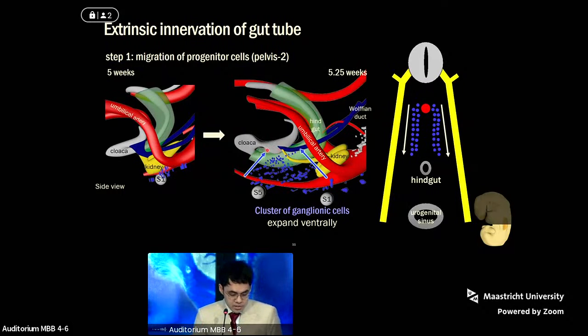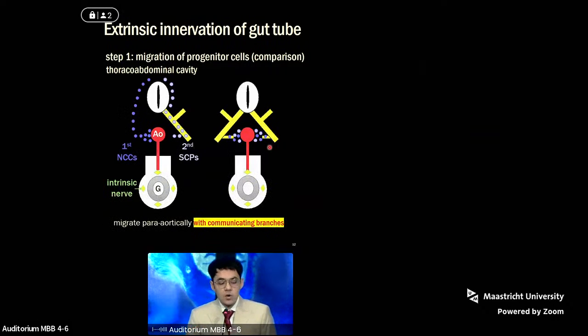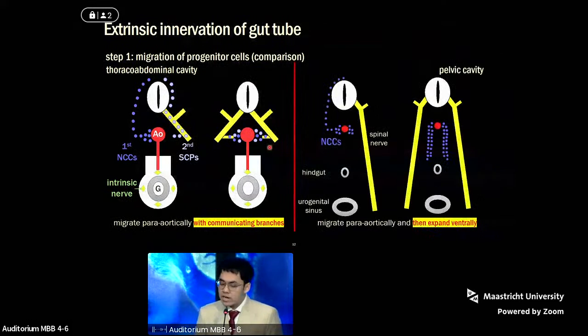So to compare the cranial and caudal parts: in the thoracoabdominal cavity, the ganglionic cells migrate para-aortically, but with the nerve following as the communicating branches. In contrast, in the pelvic part, the ganglionic cells also migrate para-aortically, but then they expand ventrally without any nerve extension like the communicating branches in the cranial counterpart.